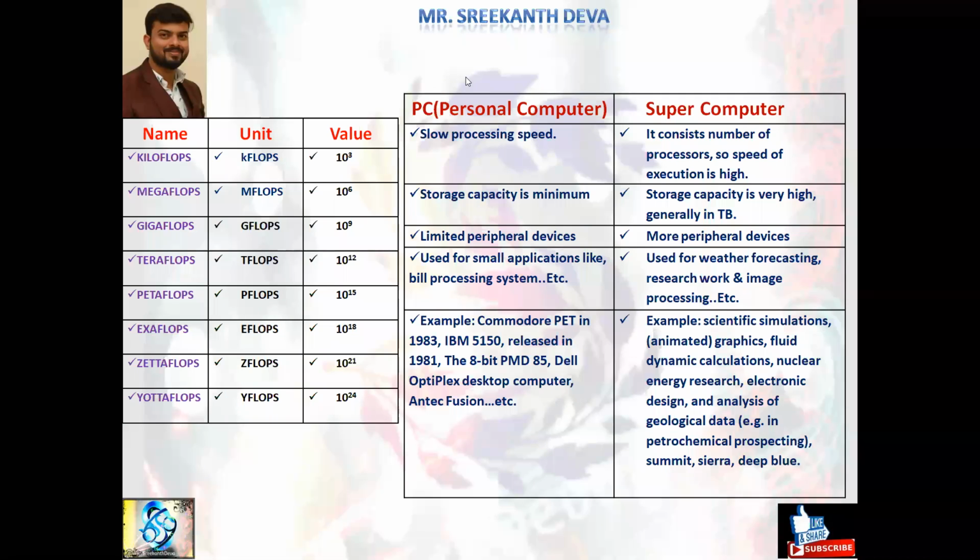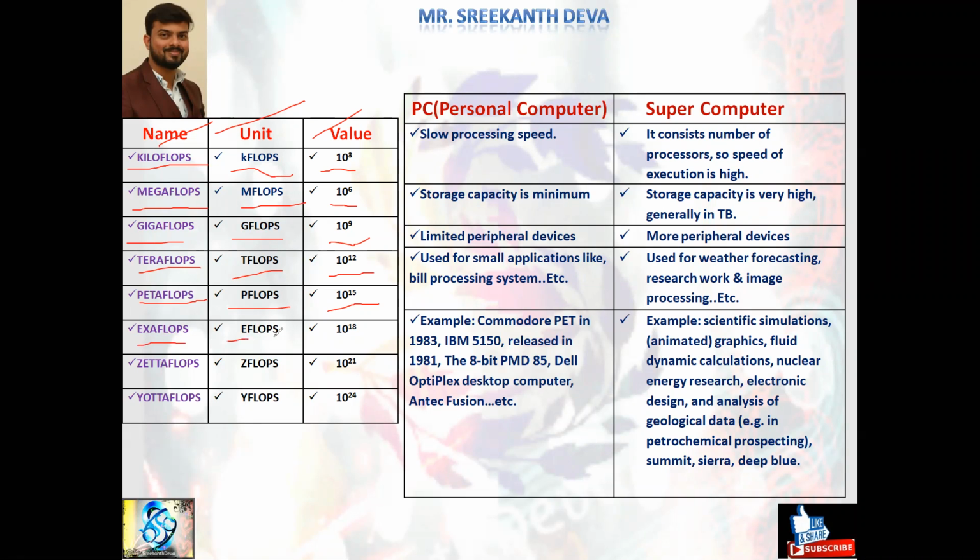Supercomputers are measured in flops. This is about the name, units and values. Kiloflops, KFLOPS, is 10 to the power of 3. I already explained in the previous video session about 10 to the power of x equals y; just go and check how these measurements happen. Megaflops, MFLOPS, is 10 to the power of 6, gigaflops, GFLOPS, 10 to the power of 9, teraflops, TFLOPS, 10 to the power of 12, petaflops, PFLOPS, 10 to the power of 15.